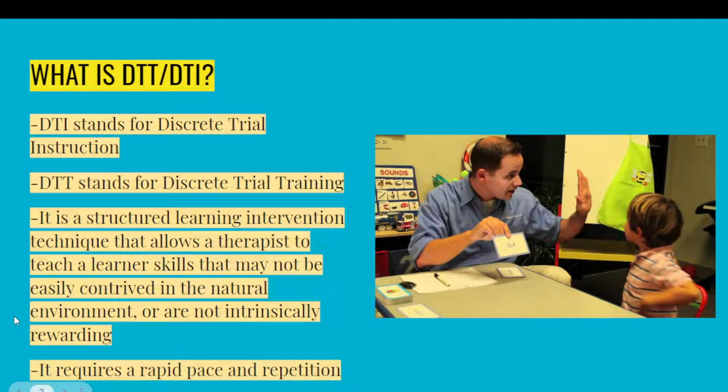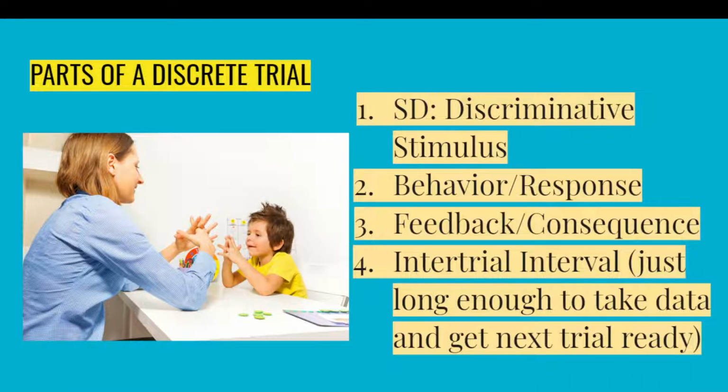So what is DTT, DTI? DTI stands for Discrete Trial Instruction. DTT stands for Discrete Trial Training. It is a structured learning intervention technique that allows the therapist to teach a learner skills that may not be easily contrived in the natural environment or are not intrinsically rewarding. It requires a rapid pace and repetition.